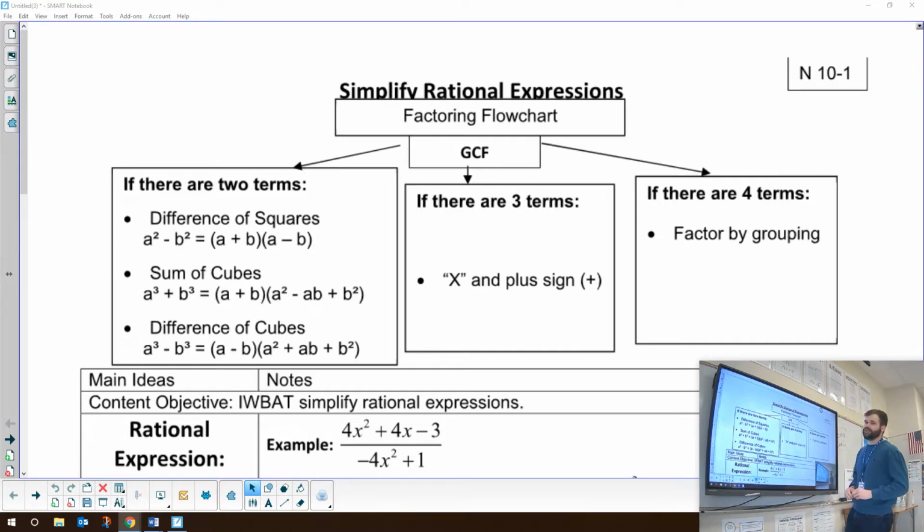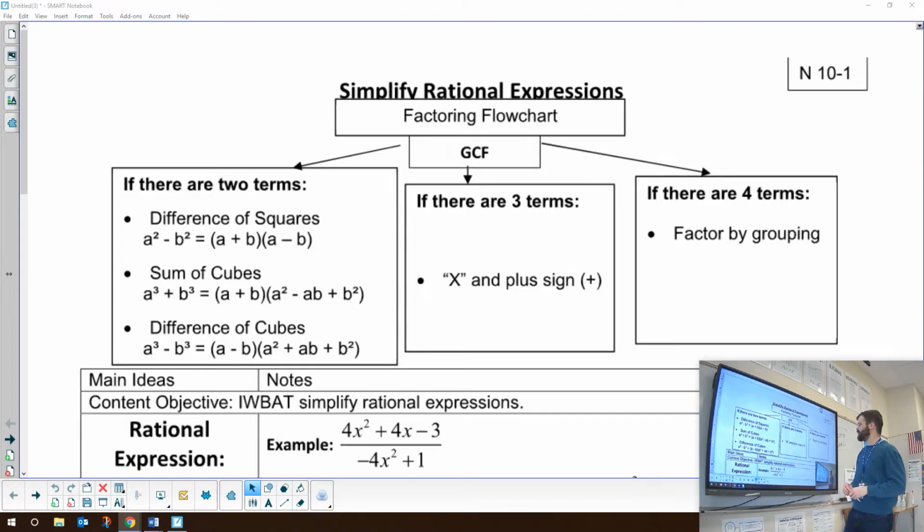Now, let me remind you the three main avenues we can have for factoring, and they all branch out of the first thing you must do every time when factoring, that is to look for a GCF. After you look for a GCF, if there are two terms, it's going to be one of these three. It's either going to be a difference of squares, a sum of cubes, or a difference of cubes. There's not really a whole lot of in between. If there's two terms, you're just looking for perfect squares or perfect cubes.